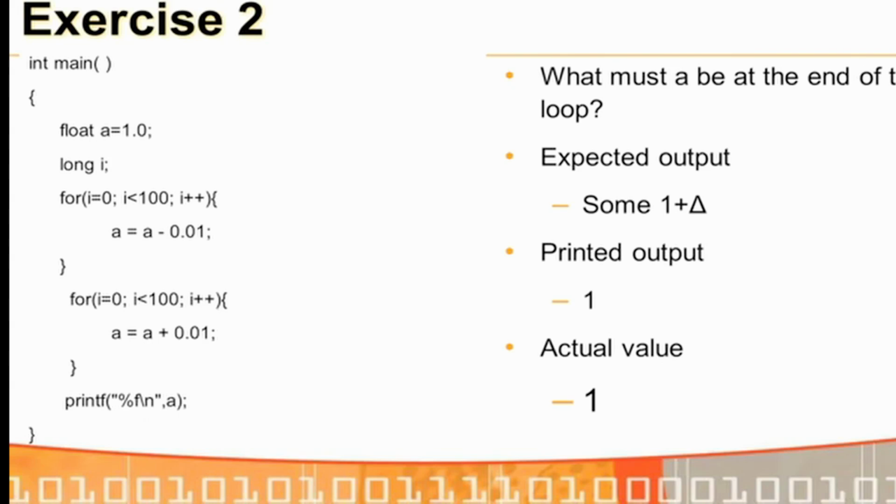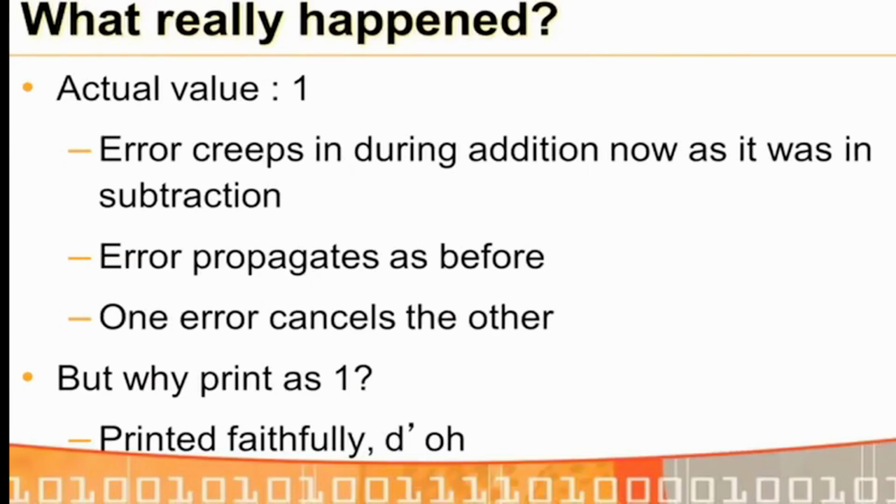Two negatives make a positive, so the error in subtraction got compensated by the error in addition. So sometimes errors hide each other, they complement each other. Error creeps in during addition just as it did in subtraction. Error propagates as before, but one error cancels the other. But why is it printed as 1? Because now it is printing it faithfully. So please understand, these are all the issues that we land up with when we start doing these types of floating point computations.